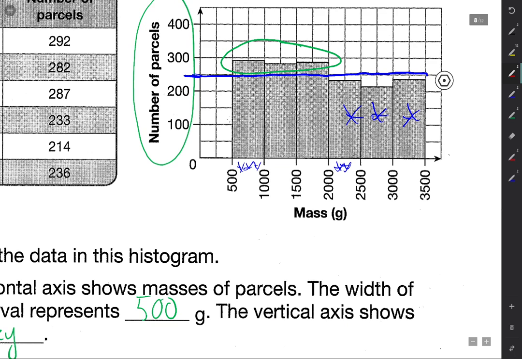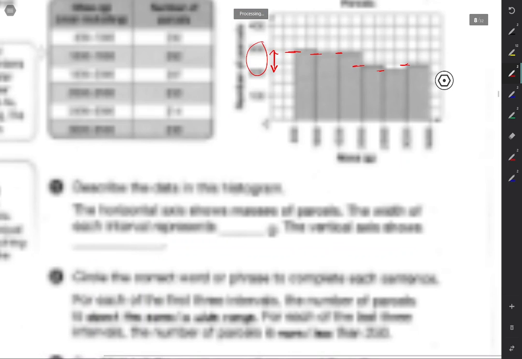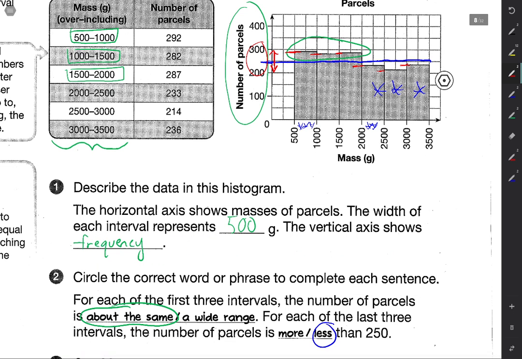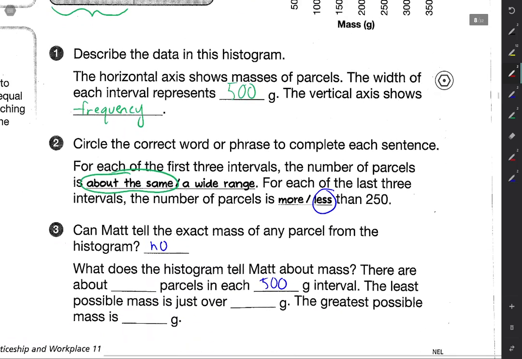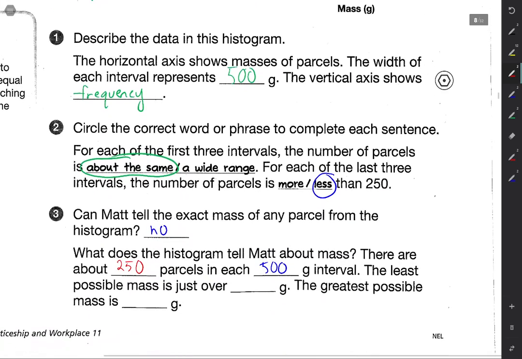So all of them are within this range right here, because we have some right here, we have some in the middle here. These ones dip a little bit lower, but for the most part, they stay all in between 200 and 300. So a good estimate of how many parcels there are in each of these intervals is about 250. We'll just say the number in between 200 and 300.